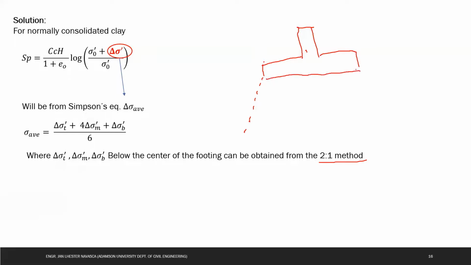Again, so this one. So 2:1 meaning your stress line has a ratio of 2 vertical, 1 horizontal. 2 vertical, 1 horizontal. So also have this ratio of 2 vertical, 1 horizontal. So that is your 2:1 method.